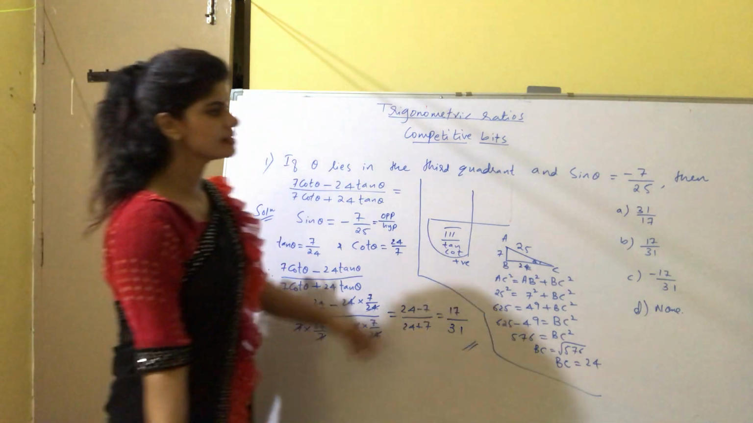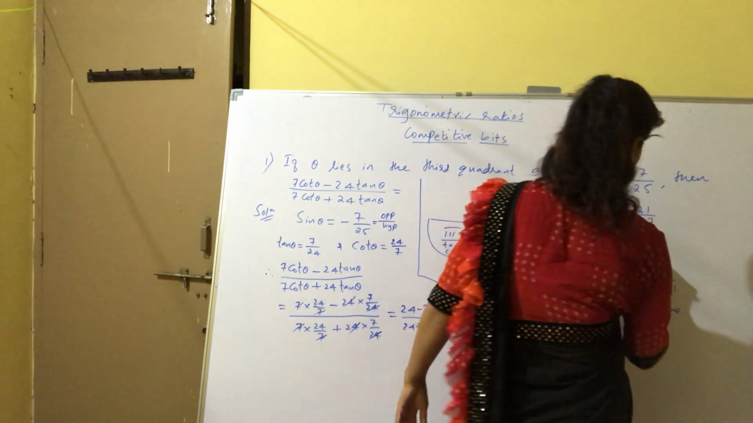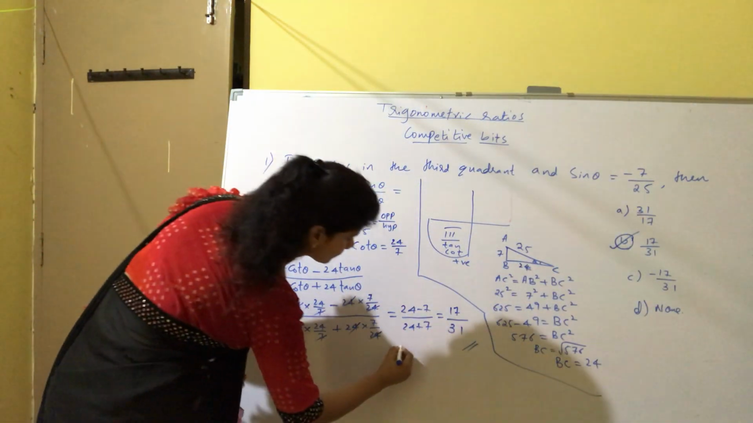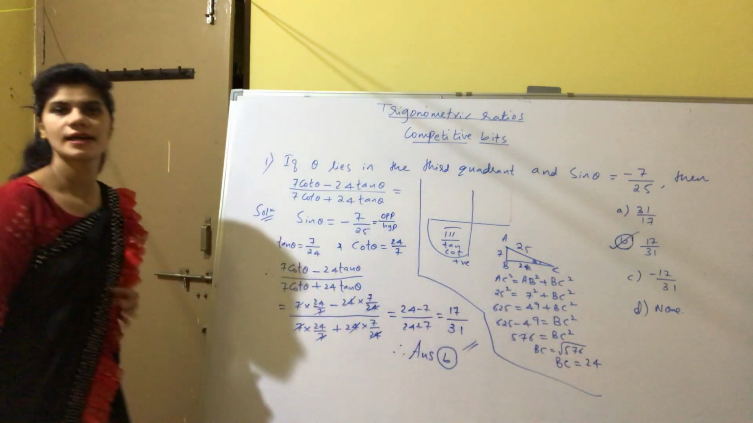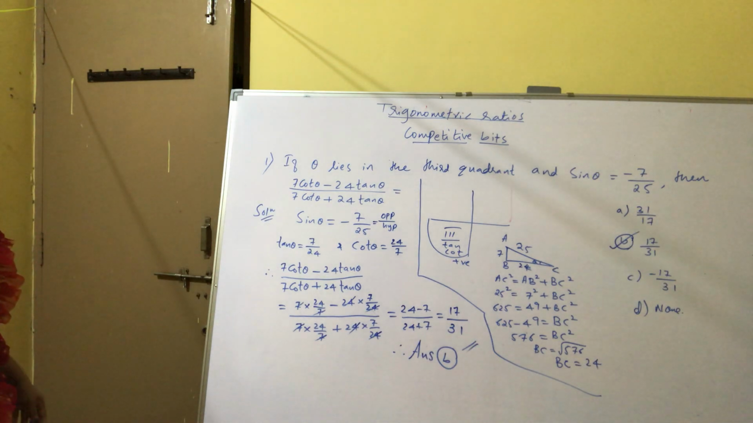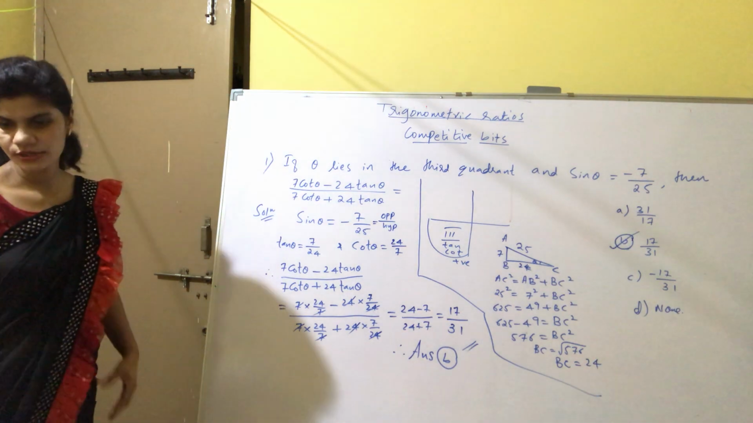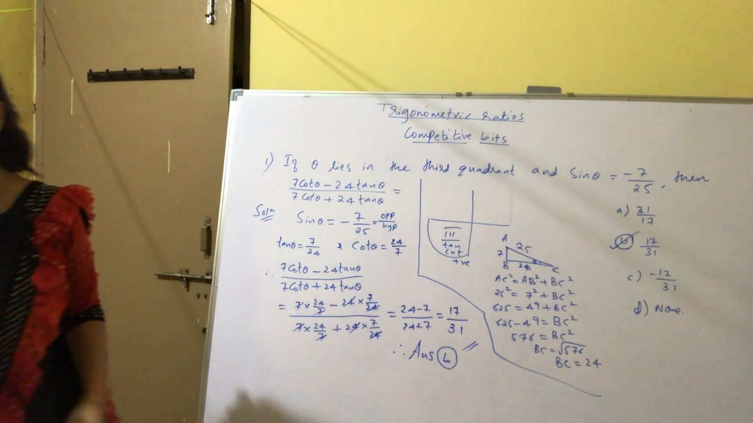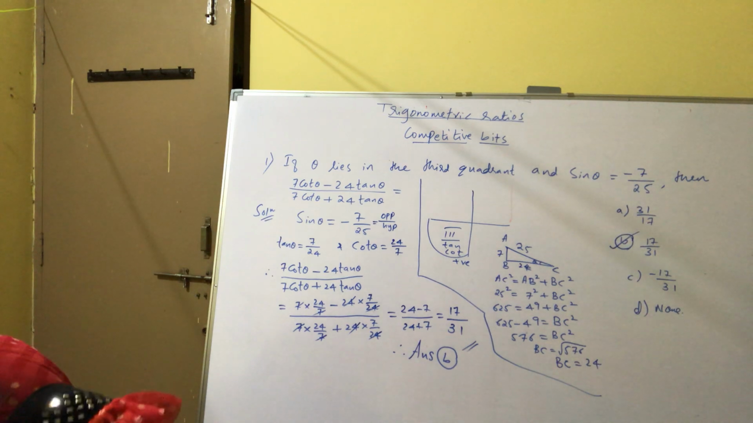17 by 31 is seen in which option? Option B is your answer. So I can say answer goes as option B. This is our first question and solution for it. Okay students, now let us move on to the next question.